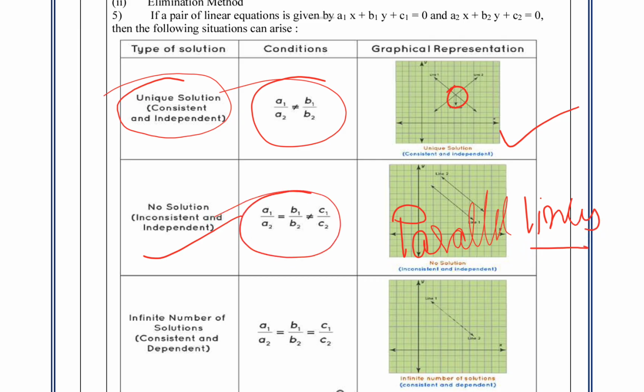So a1 by a2 equals b1 by b2 is not equal to c1 by c2. That is called inconsistent and independent. Third one, infinite number of solutions, consistent and dependent. a1 by a2 equals b1 by b2 equals c1 by c2. It means one line totally depends on another line. Then it is called coincident.